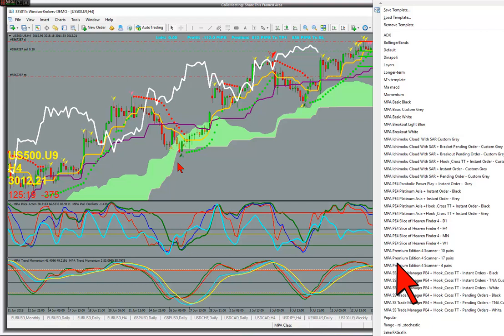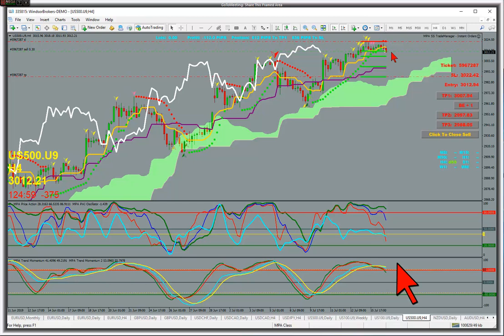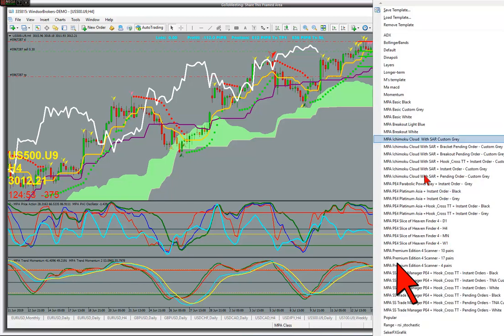That's how you set the pip trapper to buy and join forces. Fair enough? So the other one, as I move my mouse over here, is if you don't want Ichimoku, I have it down here and it looks exactly the same minus the Ichimoku Cloud. But I prefer it, so I use it. But you have a plethora of templates.